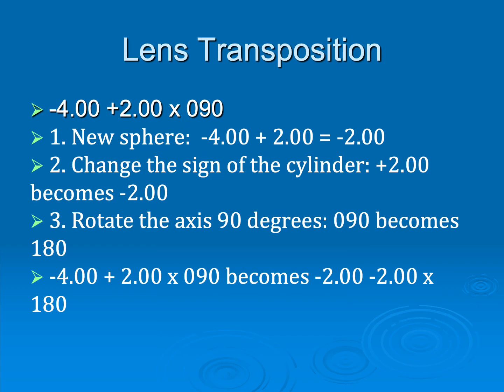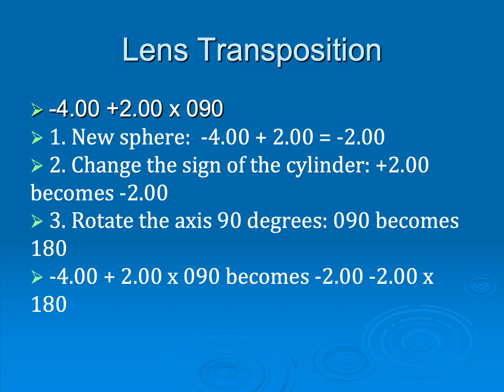Now, we've been mentioning lens transposition. What does that mean? That is basically just going from plus cyl to minus cyl or minus cyl to plus cyl. And here's how it works. If I have -4 +2 x 90, and I want that to be in minus cyl, my new sphere is going to be the old sphere plus the cylinder. So -4 plus 2 equals -2.